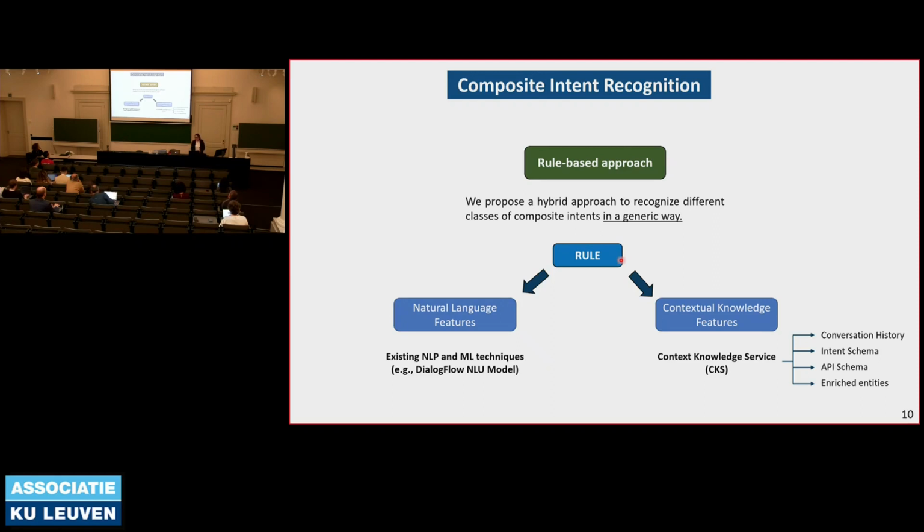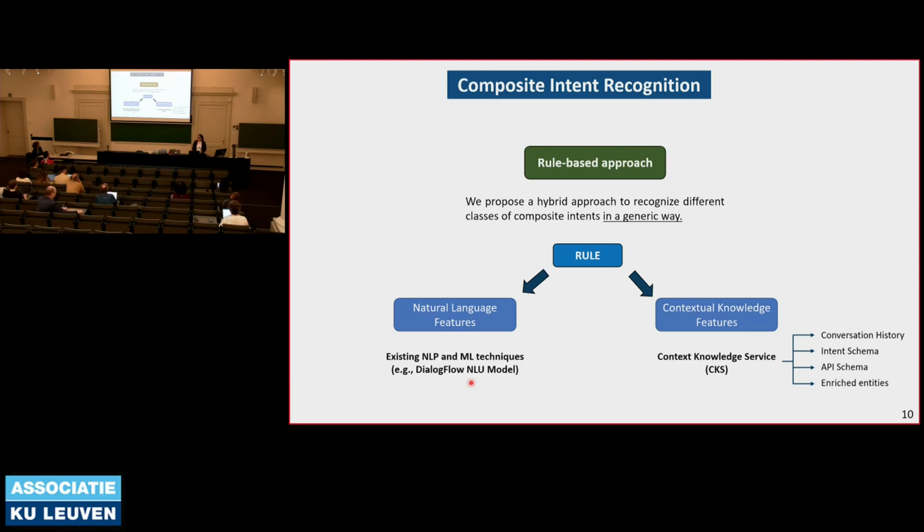So in this approach, we represent the rule. The rule is expressed over the natural language features and the context features. The natural language features, we extract them using existing NLP and machine learning techniques. For example, we use the Dialogflow NLU model to extract basic intent and to extract slot values.